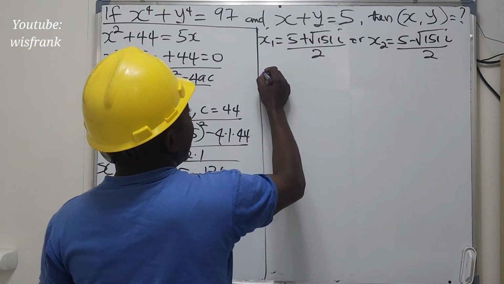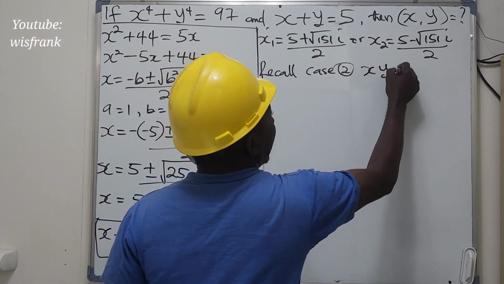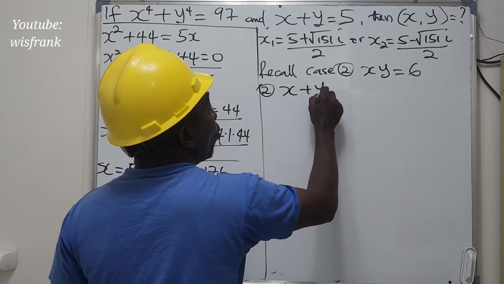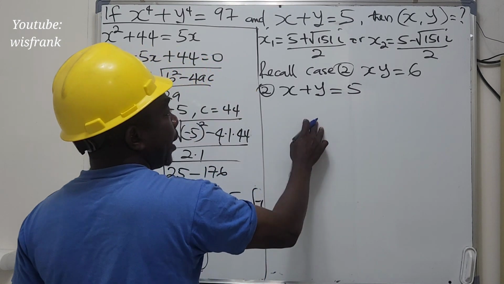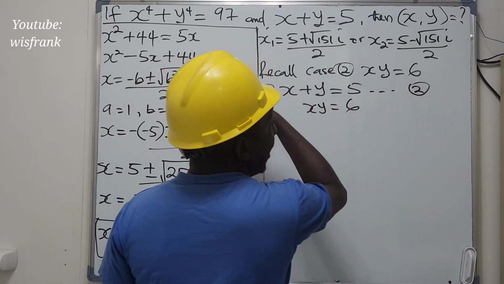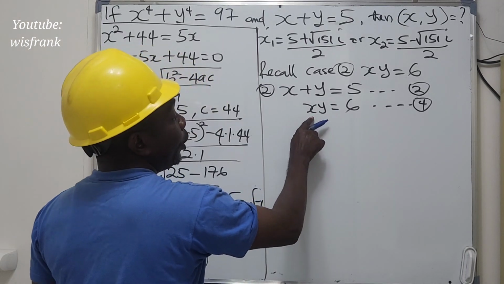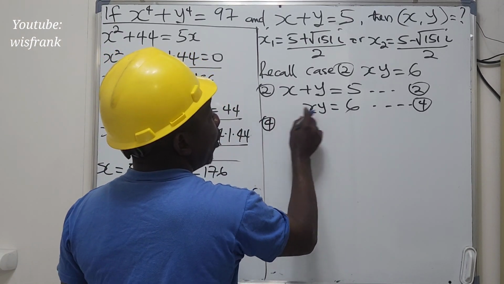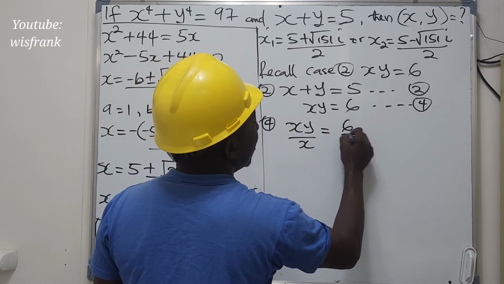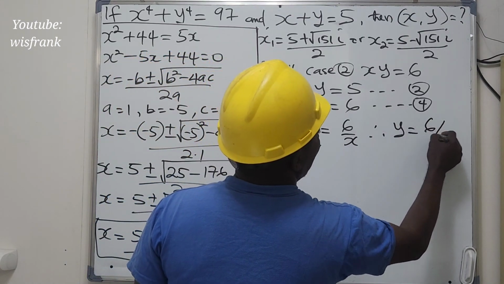And from the second case, we recall that from case 2, as we said, xy equals 6. And also from equation 2, we recall that x plus y equals 5. So here and here we have xy equals 6. This is equation 2. We had equation 3 and this remains equation 4. So we are going to solve this simultaneously as we did before. From equation 4, we need to divide all through by x. So this will become xy all over x equals 6 all over x. x cancels here and x cancels here. Therefore, y equals 6 all over x.